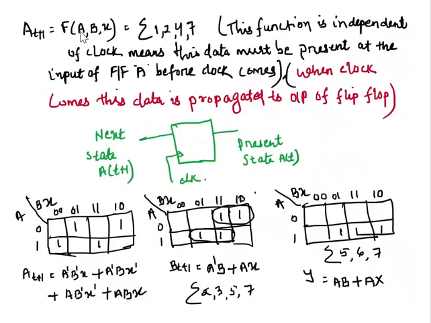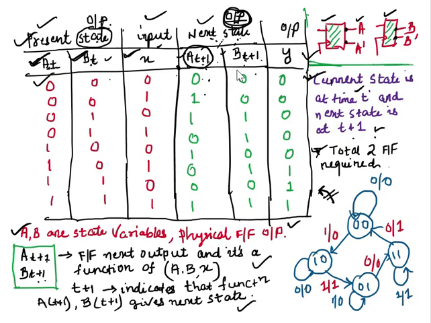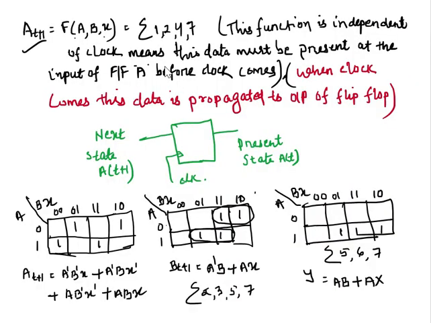Here A(t+1) is a function of A, B, X, so it is the sum of 1, 2, 4, 7. See, A(t+1), this is where we are getting 1, then 1, then 1, then 1. So you have to use a K-map to solve this one. If you solve it, we get A(t+1) equal to the sum of 1, 2, 4, 7. Always remember, this A(t+1) is independent of the clock.